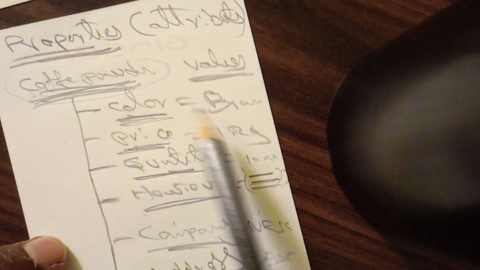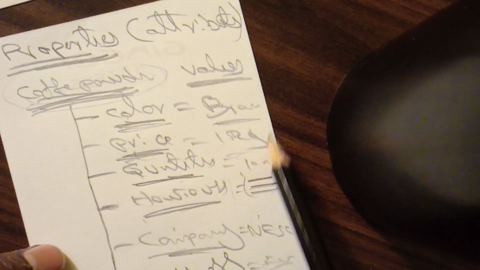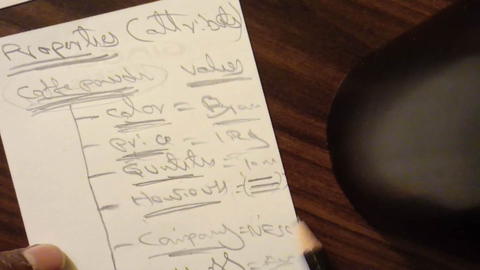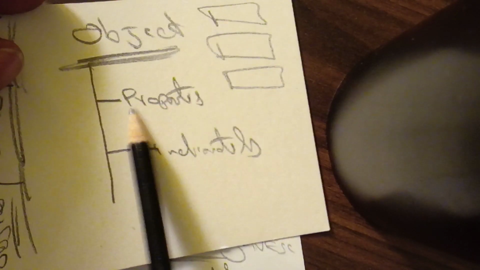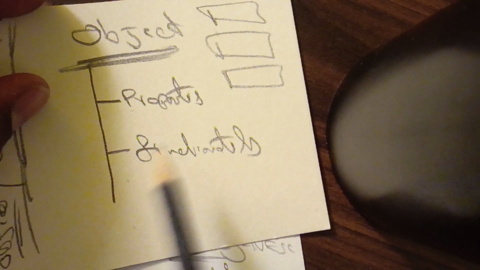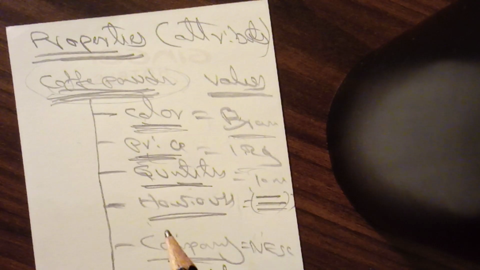So what is the color of the coffee powder? This is the coffee powder. This is the price. These things will vary, these things are the same. This is the property as we discussed in the earlier slide. So an object has two things, one is a property and the other is functionality. The properties differ from each and every object.